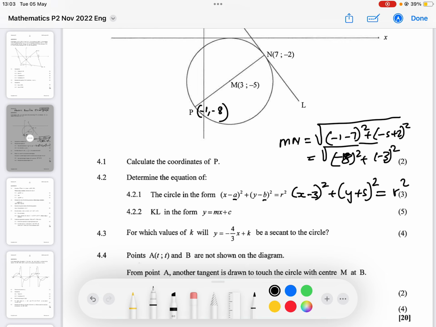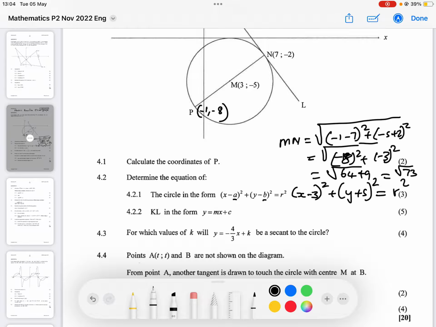You can use a calculator to get the answer, you can press it, not a problem. So 8 squared, 8 times 8, is 64. 3 squared is 9. Then 9 plus 64 will give us 73. So the answer will be the root of 73.